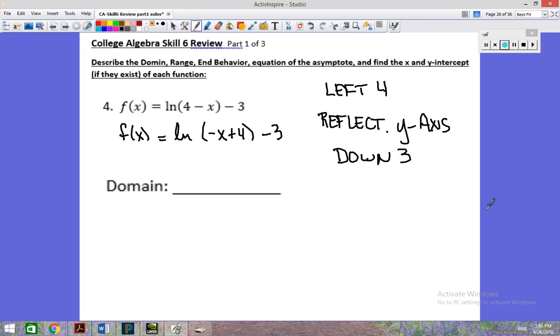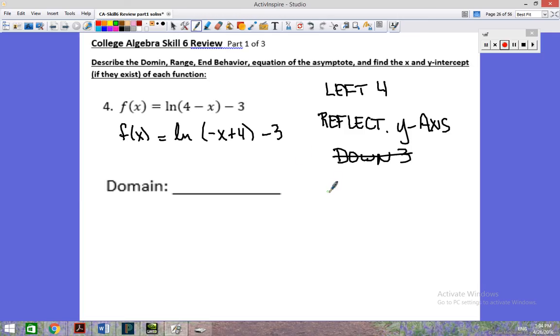Okay, so the domain is a set of x values, and x controls left and right. This down 3 is affecting the y coordinate, up and down. This down 3 is not going to have any effect on me determining the domain. But these two transformations are. I need to originally think about what the parent function is.